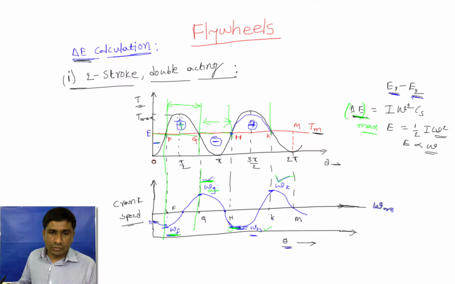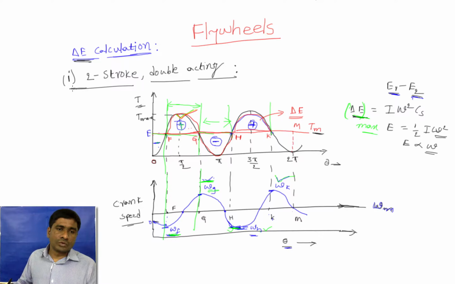So for example, if this area is the maximum, then we can take this directly as the maximum fluctuation of energy, the area above this. Or if the area between G and H is the maximum, then we can take this directly as the maximum. Or if the area above the mean torque between H and K is the maximum, then we can take this extra area as the delta E maximum. So either way we can calculate.